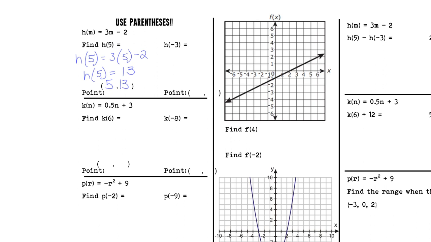Same thing with the other one. We would do h of negative 3. So h of negative 3, not a whole lot of space here, equals 3 times negative 3 minus 2. So h of negative 3, or if I input a negative 3, my output would be, let's see, 3 times negative 3 is negative 9. Negative 9 minus 2 would be a negative 11. So we're looking at negative 3, negative 11.